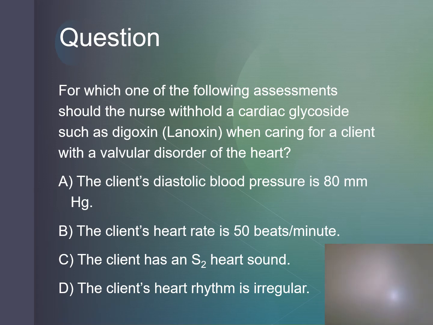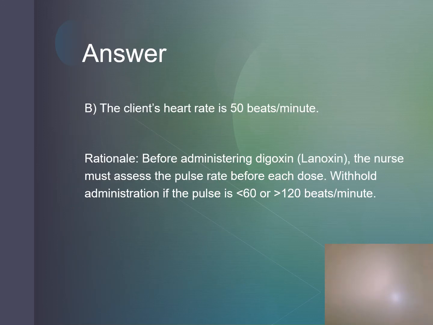For which one of the following assessments would the nurse withhold a cardiac glycoside such as digoxin when caring for a client with a valvular disorder of the heart? The client's heart rate is 50 beats per minute. Digoxin is going to lower the heart rate, and we need to make sure that the heart rate is not too low to start with prior to administration.